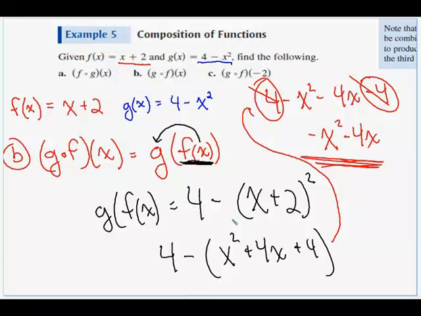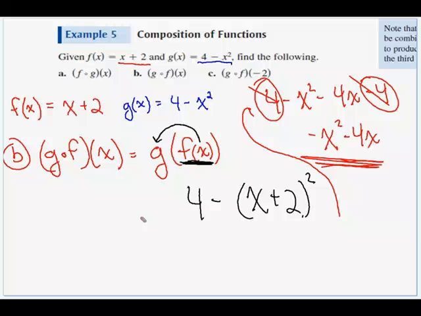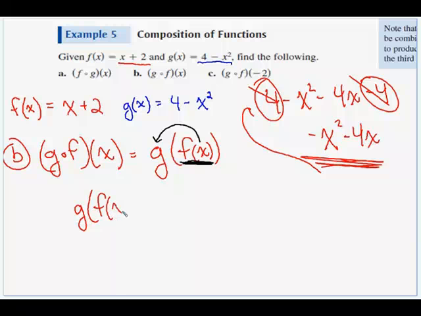And let's see, I think this is the one. Yeah, this is the one. g composed f. So our g composed f of x is what we just found. g of f of x was equal to negative x squared minus 4x.